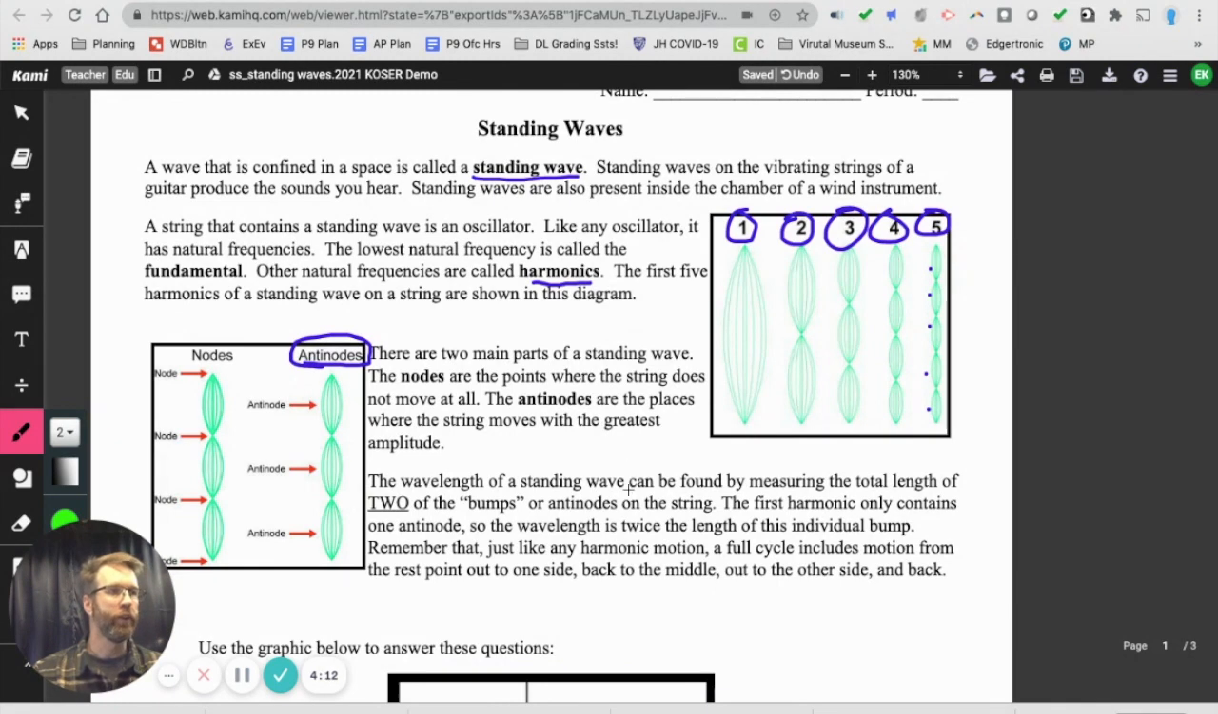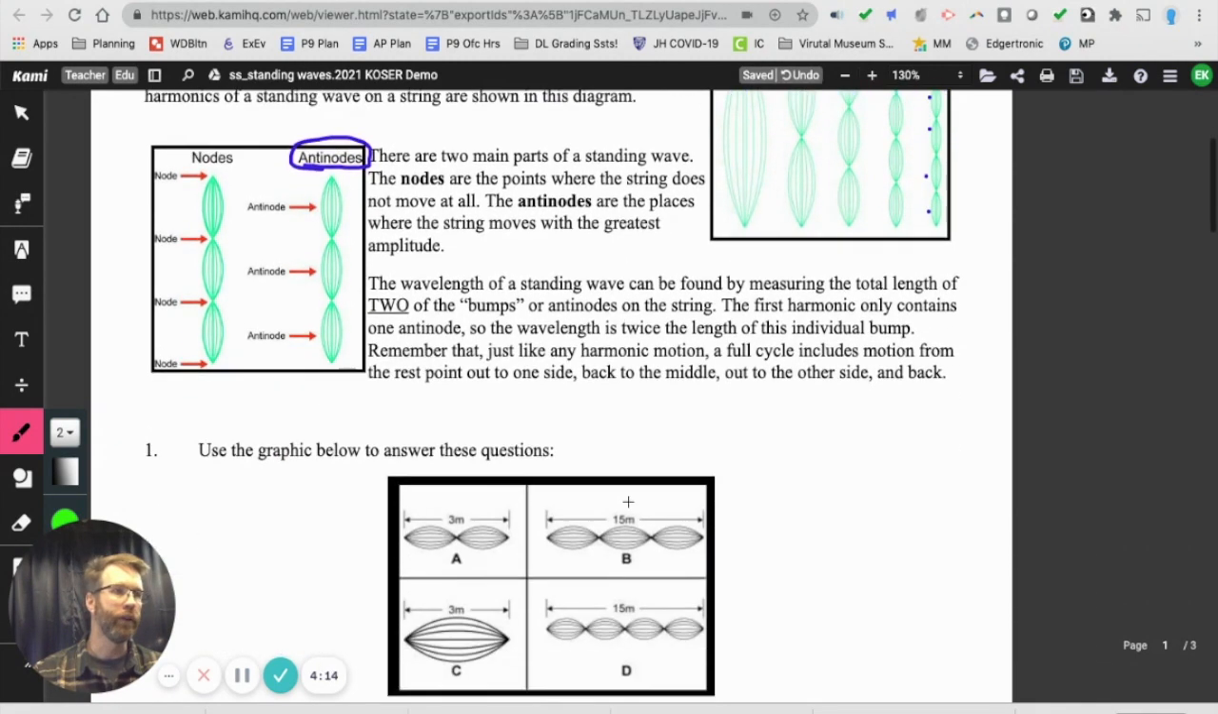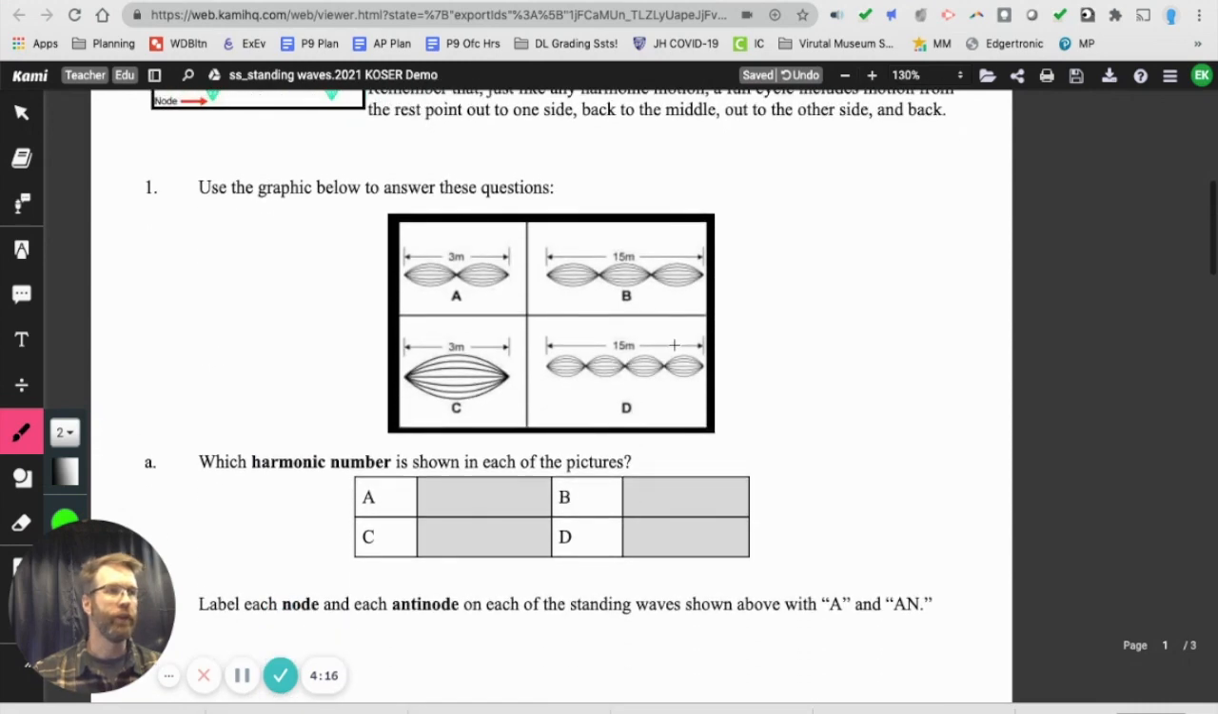So today's job is to take a look at this sheet. First, read the top, and then the first job is to identify these pictures. So take a look at the pictures and decide which harmonic is represented by each of these. Now, here's a hint. Again, it is simply the number of antinodes. So you can pretty quickly see we have 1, 2, 3, and 4 antinodes represented in these 4 pictures. So you just have to decide which ones are which.